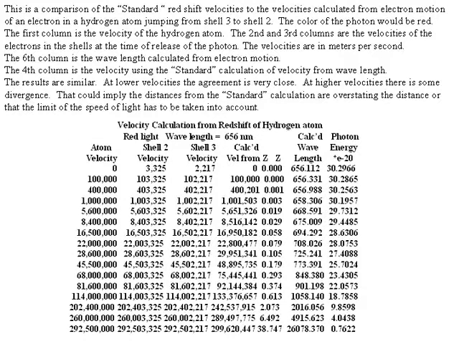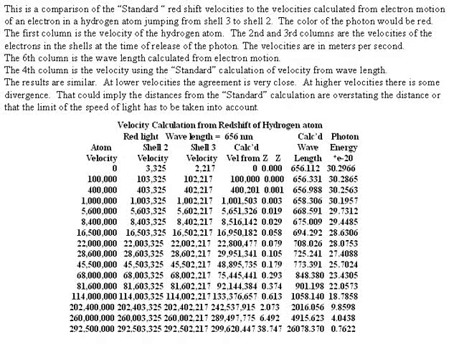This is a comparison of the standard redshift velocities to the velocities calculated from electron motion of an electron in a hydrogen atom jumping from shell 3 to shell 2. The color of the photon would be red.